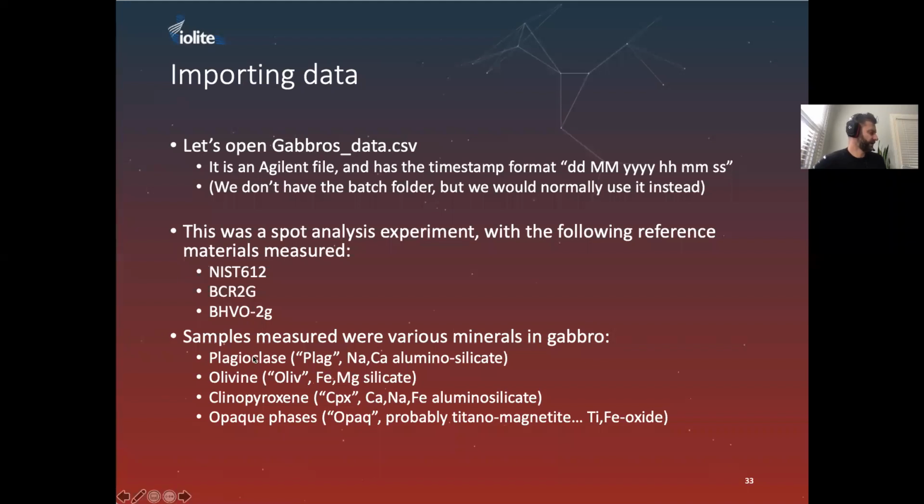During the experiment, we're actually looking at some plagioclase, some olivine, some clinopyroxene, and some opaque phases. For those of you who are not geologists, these are just different mineral types. They're all silicates except for the opaques, so they have very little silicon in them. And we've shortened the names from plagioclase to plag, olivine to olive, and clinopyroxene to CPX, and opaque to opaque.